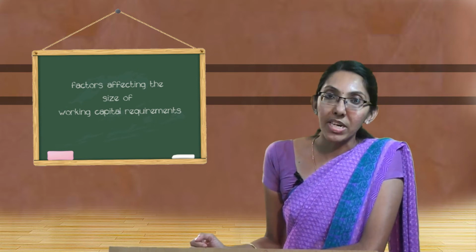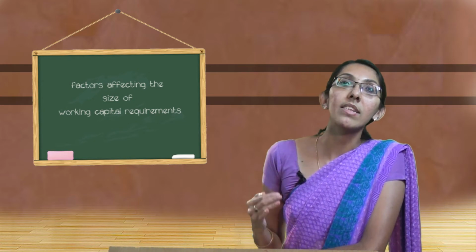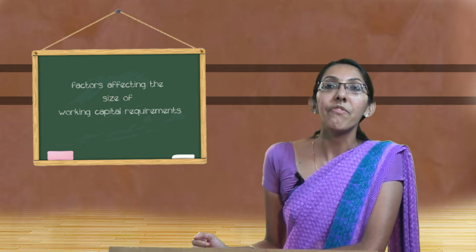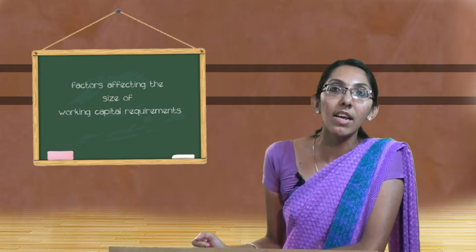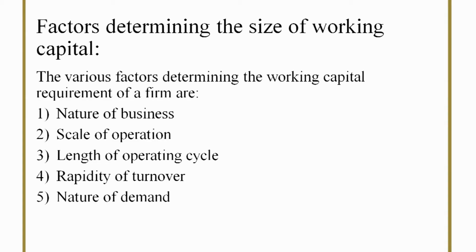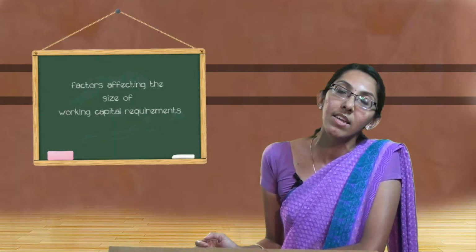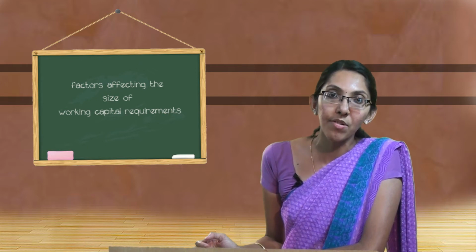The next factor to be considered here is the scale of operation. That is, whether the business is in a large scale business or in a small scale business. A business which is involved in a large scale operation usually requires a large quantity of raw materials as well as a large number of employees. So here the working capital required is comparatively more. Whereas for a small scale business where the size of operation is less, the capital required is also low.